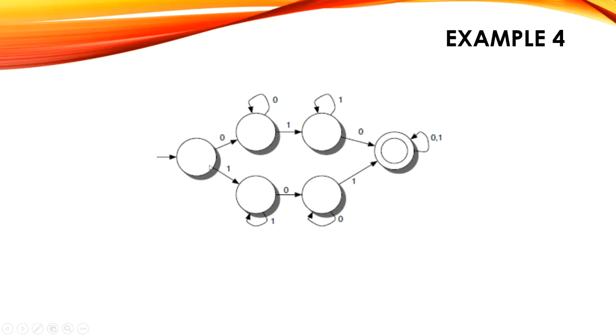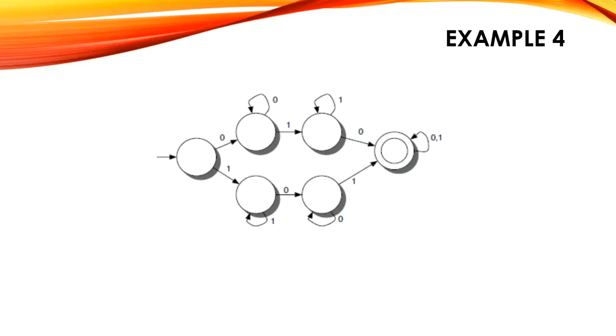While for the second branch, if it encounters 1, it goes to this state. And if this state still encounters 1, it just loops within itself. But if we have 0, it will go to the next state. And then, as long as we have 0, it loops. And then if we have 1, it will go to a final state.